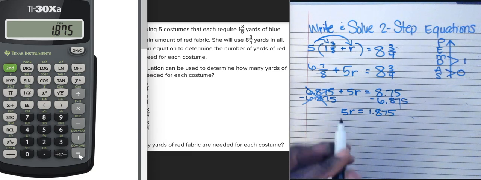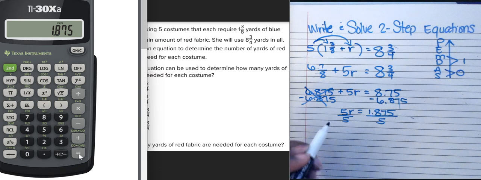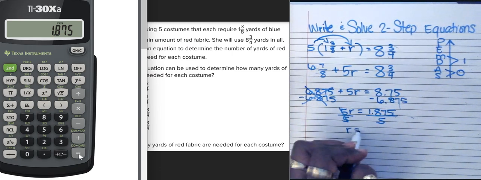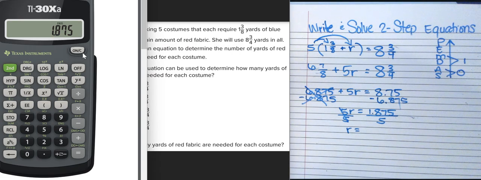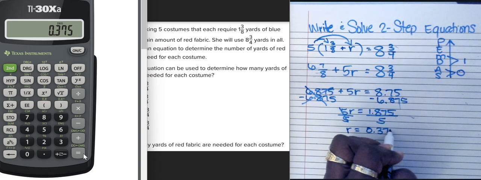No, because we're multiplying by 5. So we're going to undo the multiplication by dividing both sides by 5. When we do that, we have 5 divided by 5. That leaves me with 1r, and that is going to be equal to, so 1.875 divided by 5, that is going to be equal to 0.375.